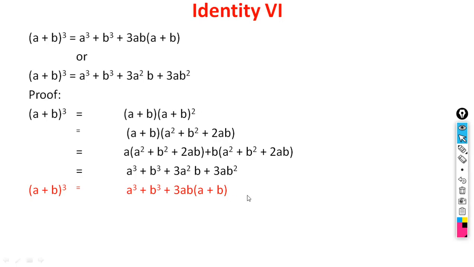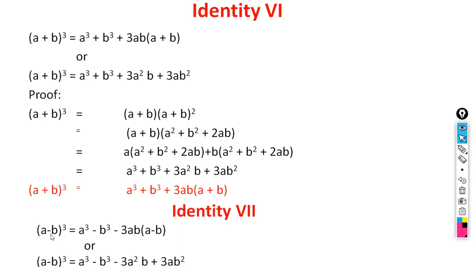Similarly, if you want to prove the next identity, which is (a-b)³, we will get a³ - b³ - 3ab(a-b). It is easy to learn. In case of (a-b)³, all the positive terms will become negative. Or another way you can learn it: (a-b)³ = a³ - b³ - 3a²b + 3ab². Now let us discuss some problems related to these identities.